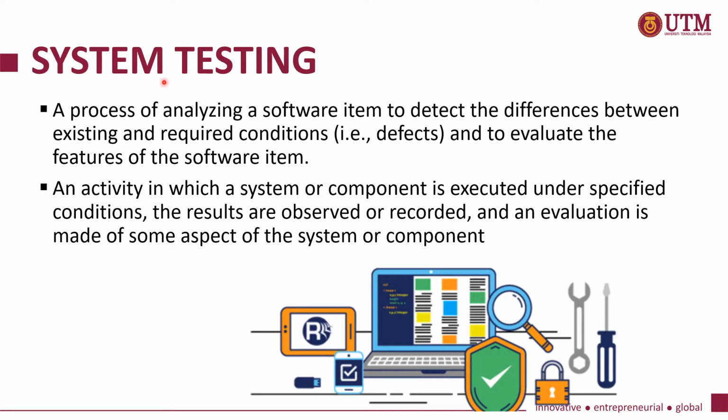System testing is defined as a process of analyzing software items to detect the differences between existing and required conditions or defects and to evaluate the features of the software item. From another perspective, system testing is an activity in which a system or component is executed under specified conditions. The results are observed or recorded, and evaluation is made of some aspect of the system or component.